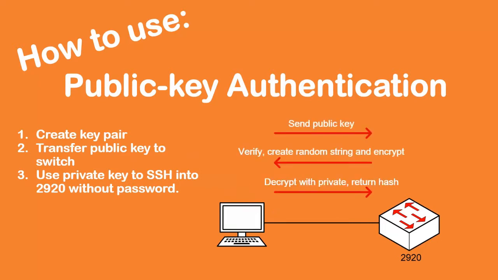With the SSH, there's a bit more going on. What we actually do is that the SSH client sends the public key to the switch, which will check against its stored public keys. It will verify the key, then create a random string and encrypt it using that key, send it back to the client. The client will decrypt this and combine it with some SSH session specific information, return that hash, and if all's good, the 2920 will allow us to authenticate.